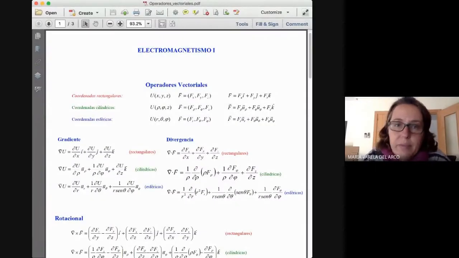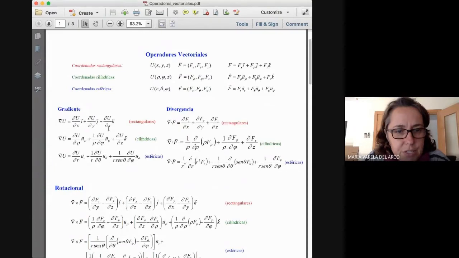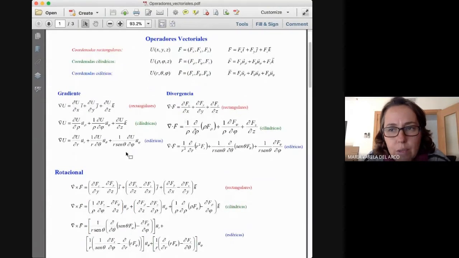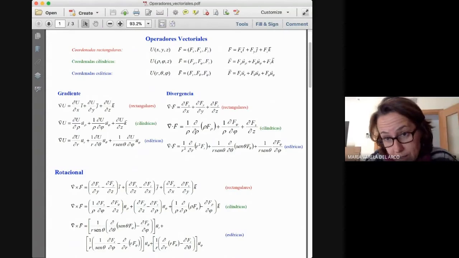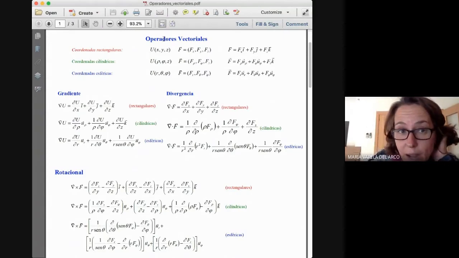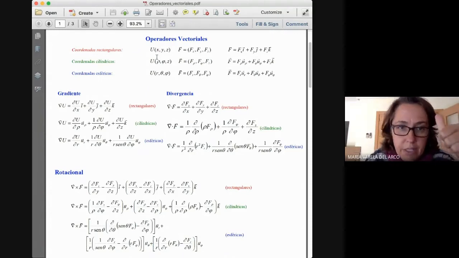Let me show it to you for a second so we can go over it real quick. This is what you have in the virtual campus. Here you have our vector operators, gradient, divergence, and rotational. And how do they look when they actually work in rectangular, cylindrical, or spherical coordinates? So like what I was trying to say earlier, when we have a given scalar field U, which in Cartesian will depend on x, y, z, in cylindrical it will be a function of rho, phi, and z.